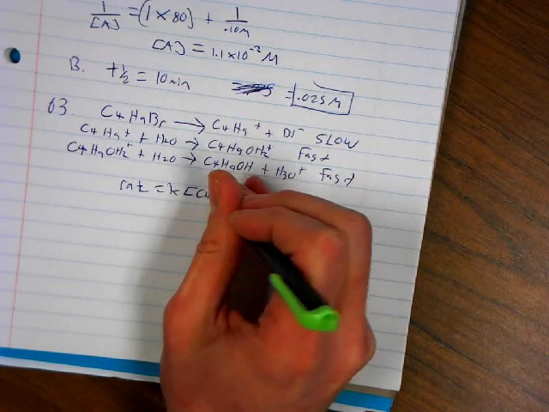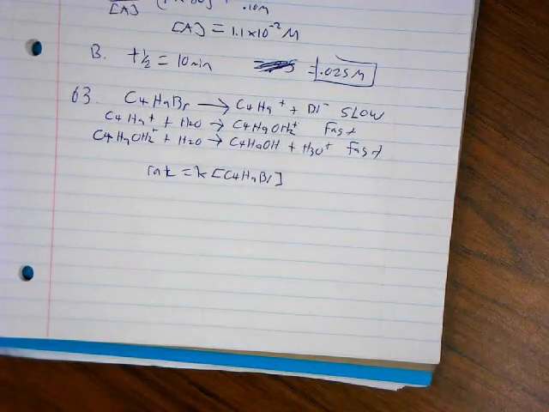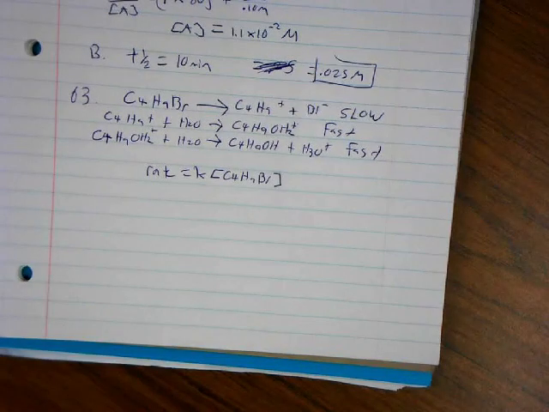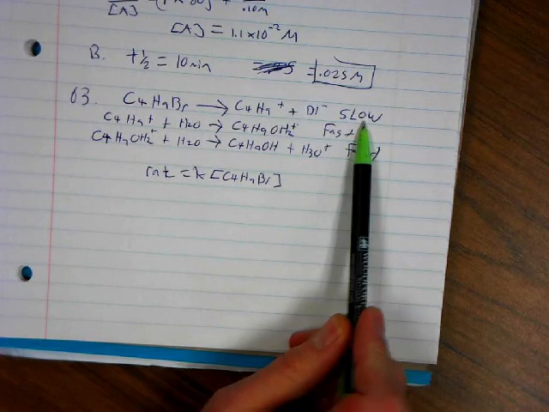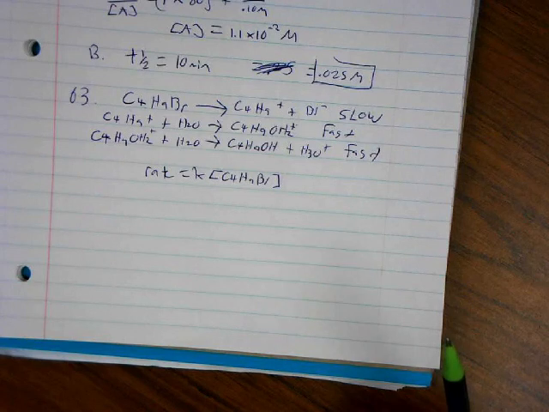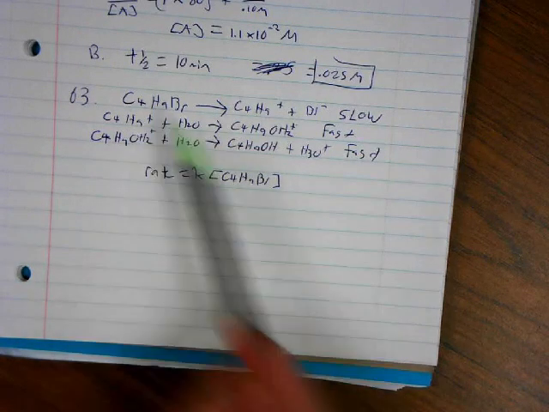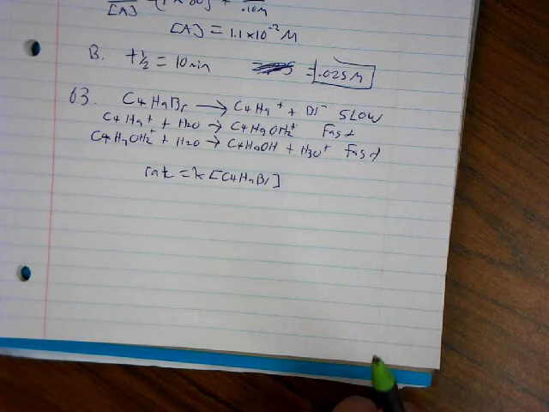Rate equals k times the concentration of C4H9Br. How do I know that? That's the slow step, and that's the reactant. It has to be the slow step. The slow step only has one reactant. But how do we know it's first order? Yes, because I only have one reactant.